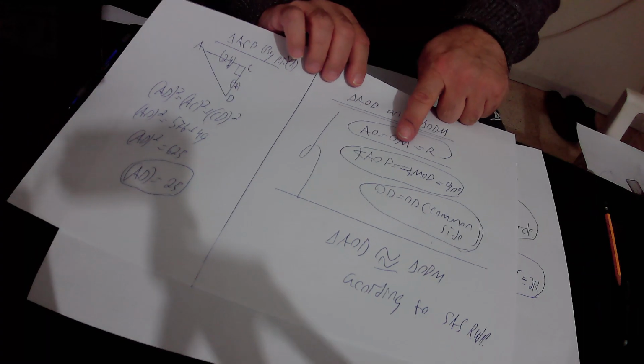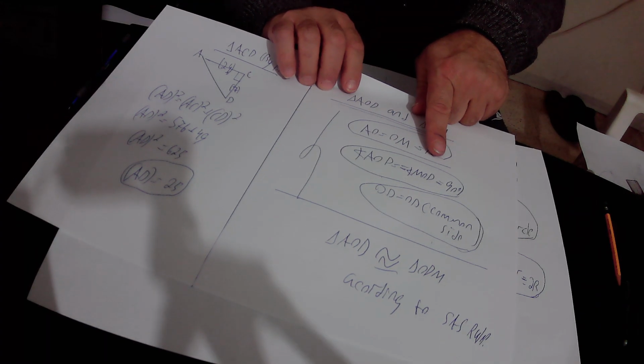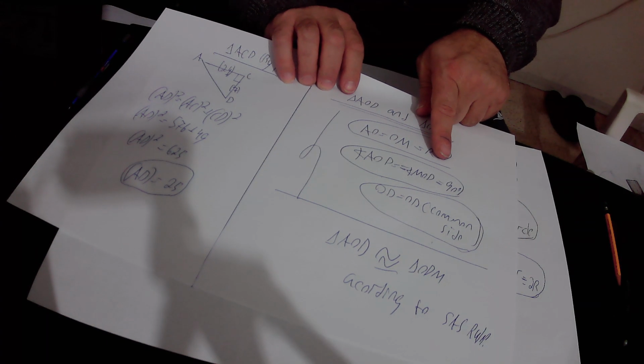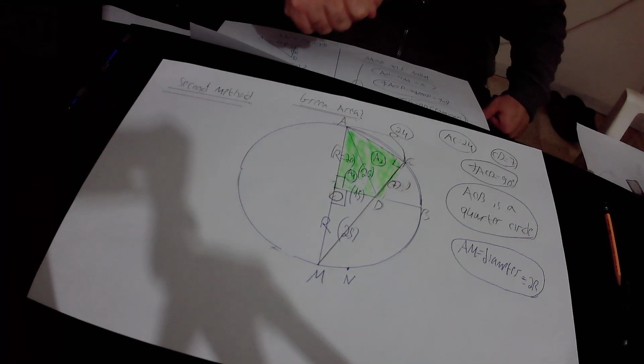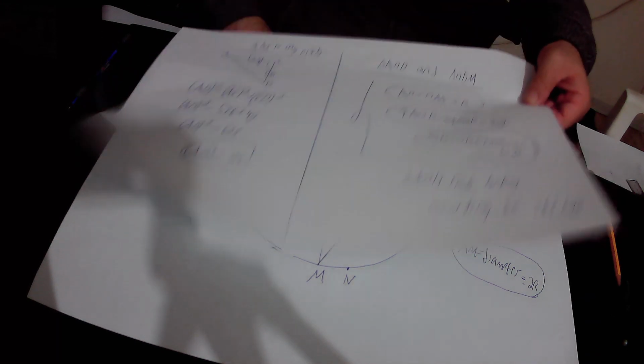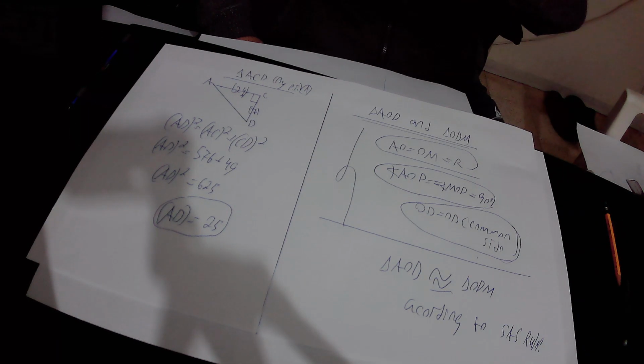In addition, angle AOD in the green triangle equals angle MOD in the white triangle. They are both equal to 90 degrees, therefore they are equal to each other. And finally, side OD is the common side that belongs to both triangles, so OD equals OD.